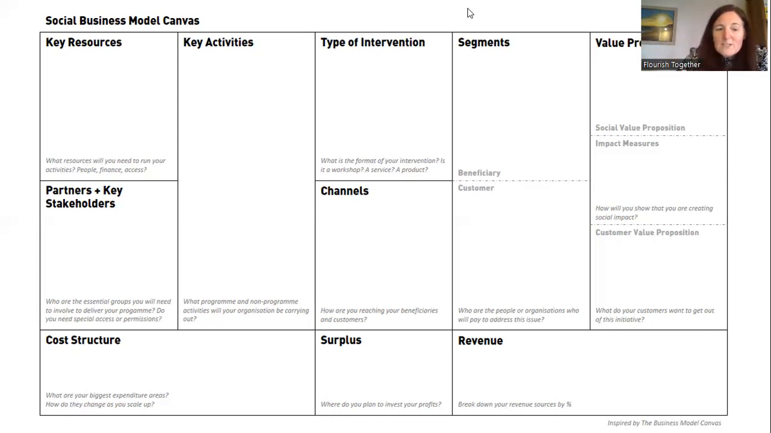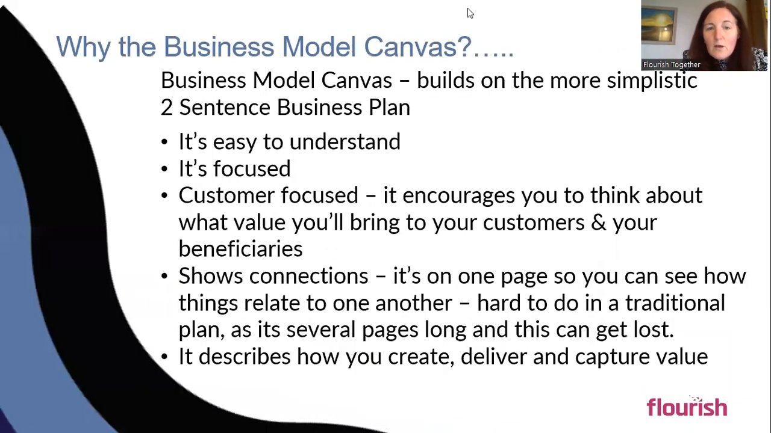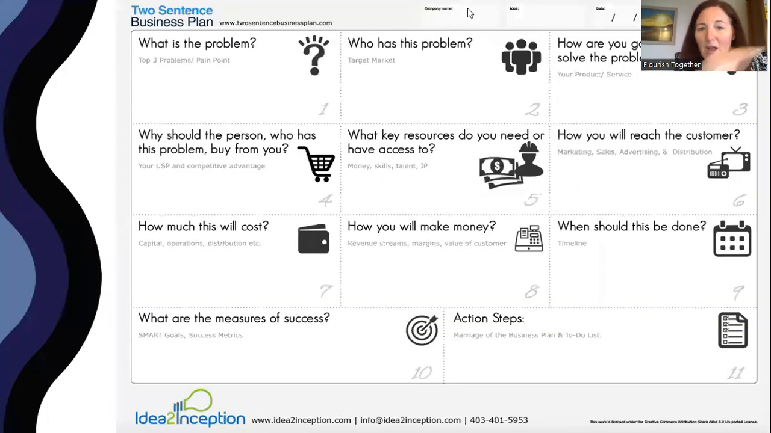We talked before on that 2-sentence business plan, how are you reaching your beneficiaries and customers? And you'll find if you've done the 2-sentence business plan, a lot of the questions asked on that tool, just flip back, are very similar to the questions that are being asked on the business model canvas.